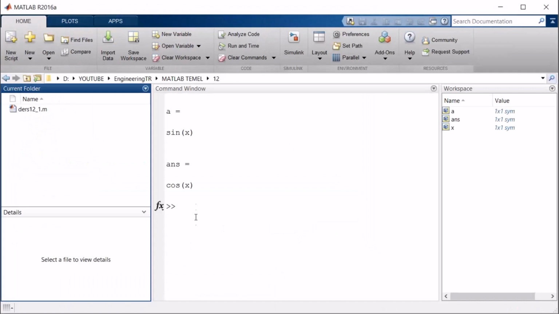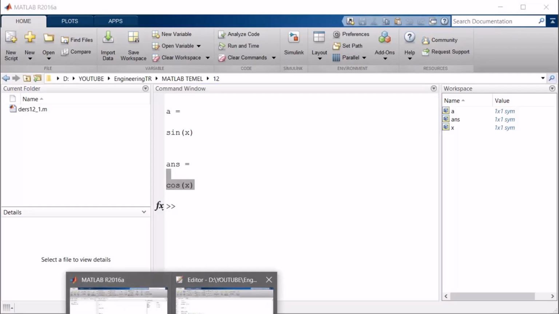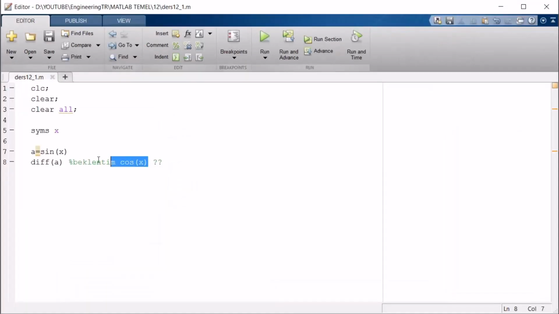As you can see, our result for a equals sin x came in the form of cos x. My expectation is cos x, guys. Now let's write this directly as diff sin x to simplify it. In this way we can find the result in the form of cos x without changing anything.